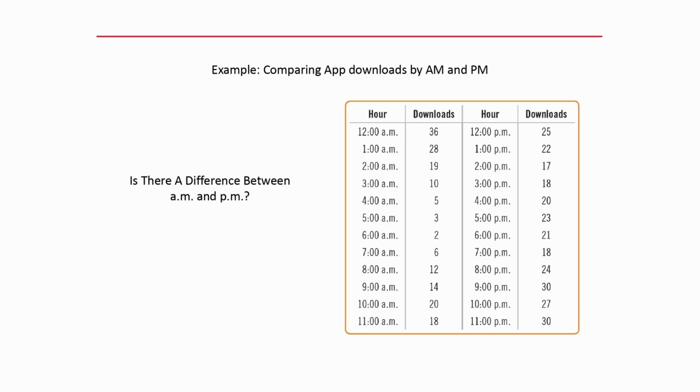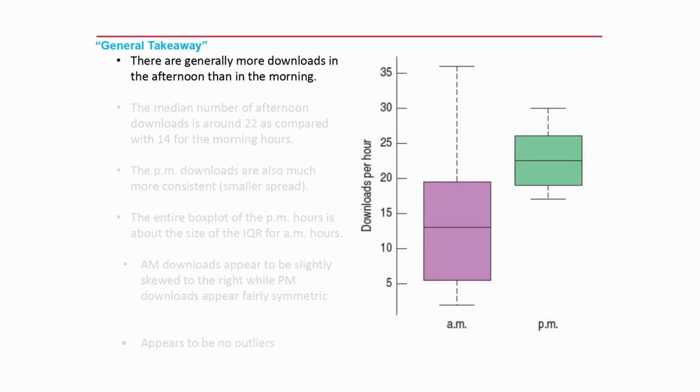So they went ahead and made some side-by-side box plots for the AM and for the PM, to help describe what the difference between the two sets of downloads are. So here are those box plots. What I want to do is walk through what describing SOCS would look like. And you don't have to do it in order, so I'll describe one way to go about doing this. My first statement is more of a general takeaway.